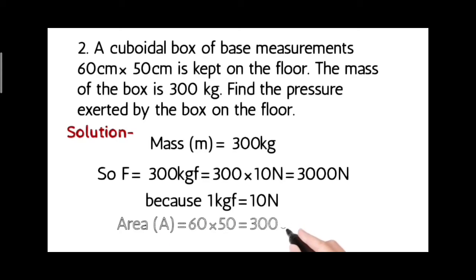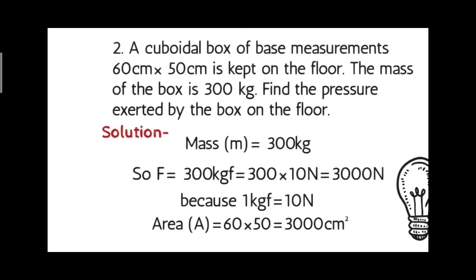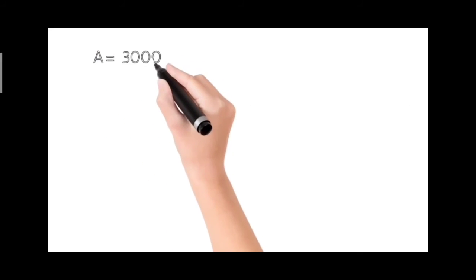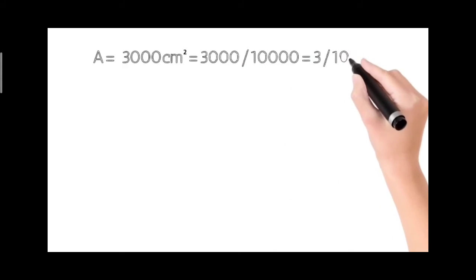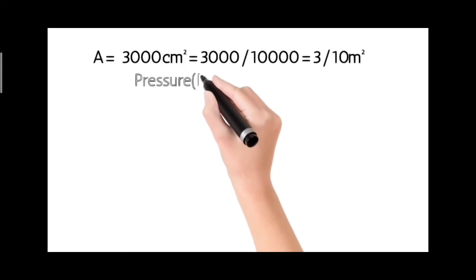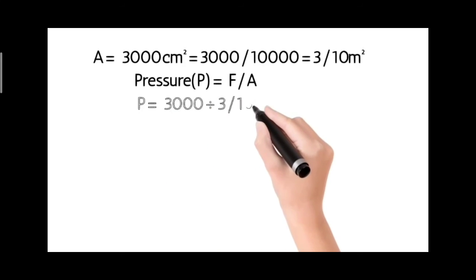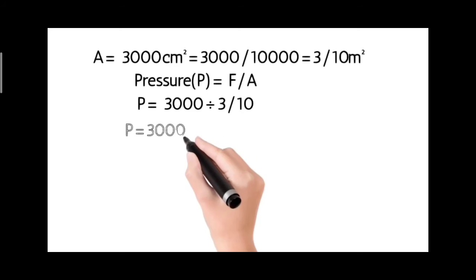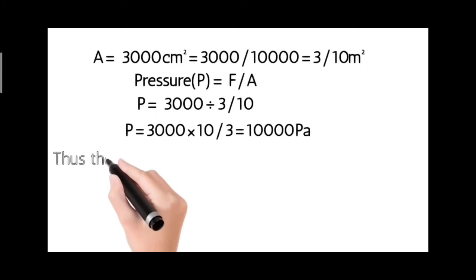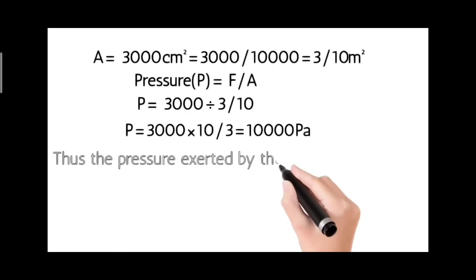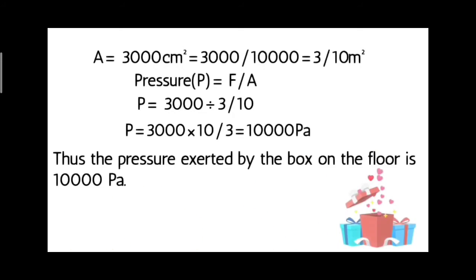Area is 60 into 50, that is 3000 centimeter square. Now we will convert in meter square. 3000 centimeter square divided by 10,000 is equal to 3 upon 10 meter square. P is equal to F upon A, that is 3000 divided by 3 upon 10. 3000 into 10 divided by 3, that is 10,000 Pascal. Thus the pressure exerted by the box on the floor is 10,000 Pascal.